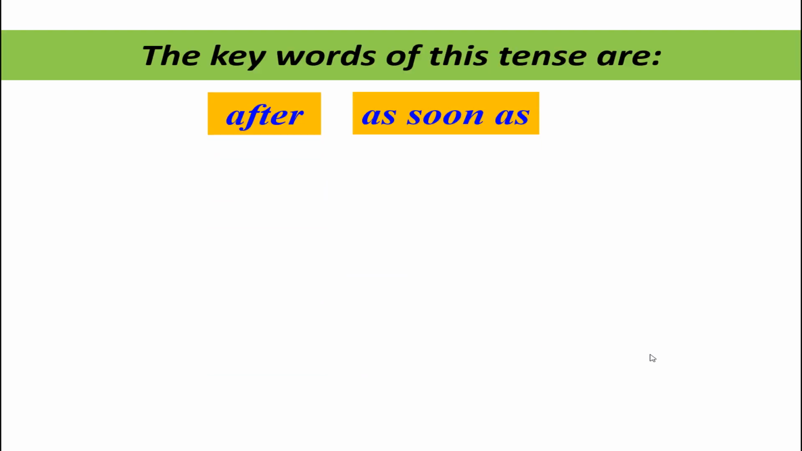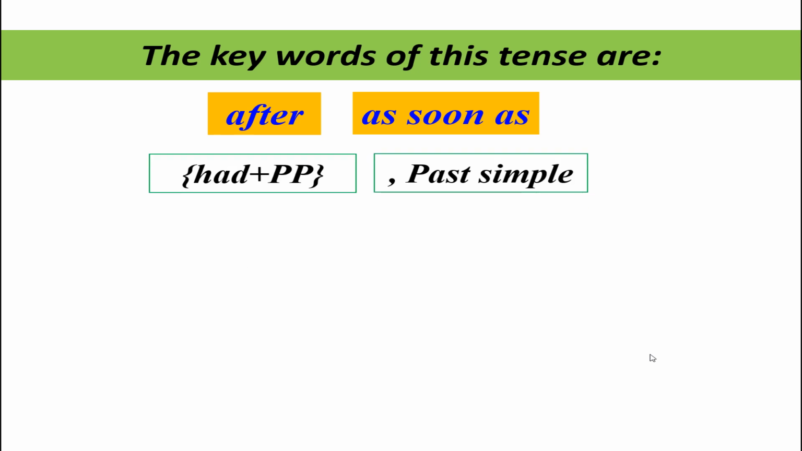Perfect. Let's now move to one of the most important parts in the lesson, which is the keywords. The common keywords of this tense are after, as soon as. After, as soon as, they are followed by the past perfect form, which means had plus the past participle.